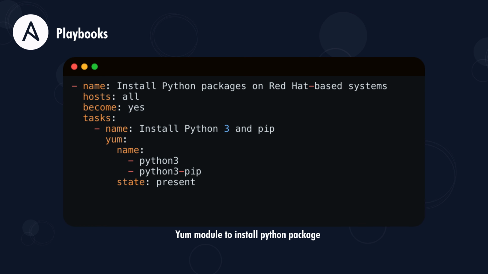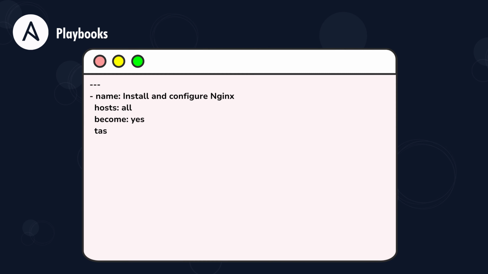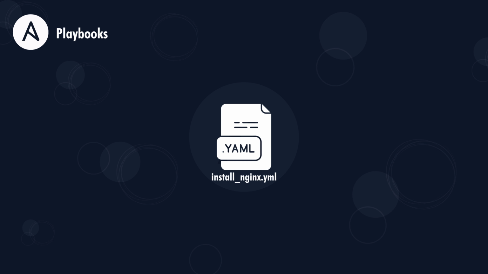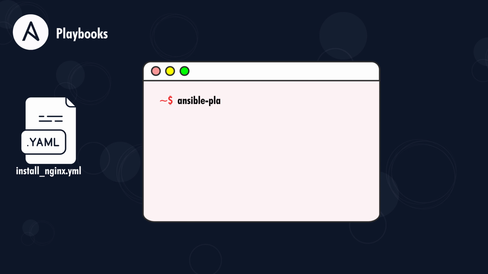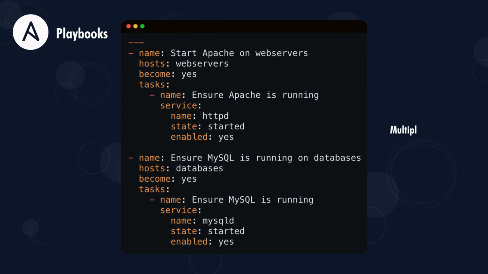Let's write a simple Ansible playbook where we install Nginx on a server. Just save this as install_nginx.yml and run ansible-playbook install_nginx.yml to get started. Simple, right? Now let's dive deeper into playbooks. They consist of plays, each targeting a group of hosts. You can define variables, use templates, and even manage complex workflows.